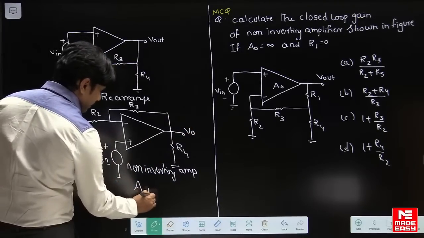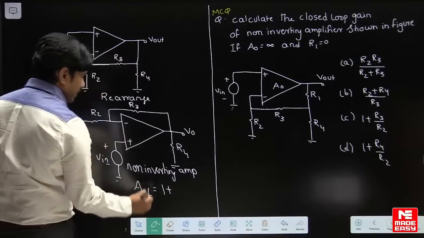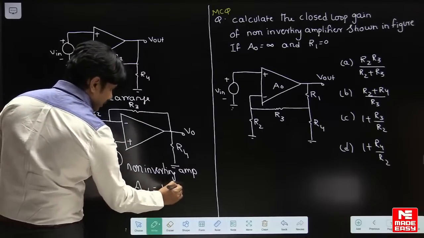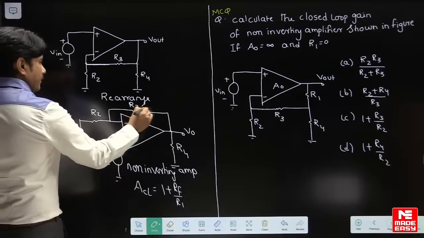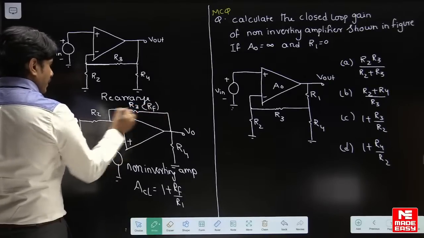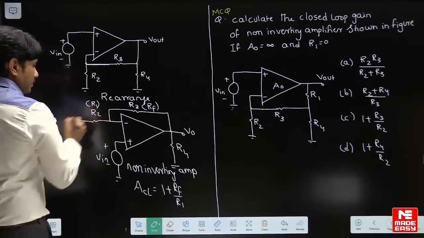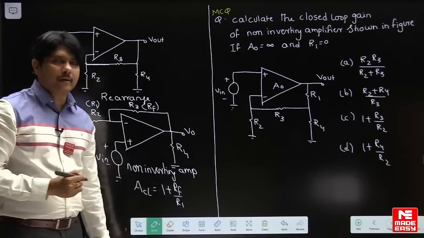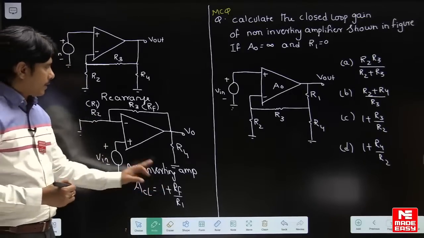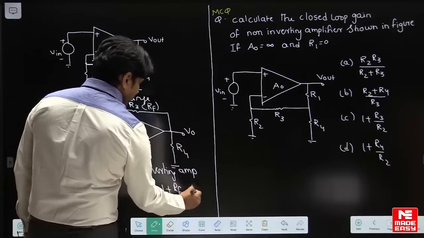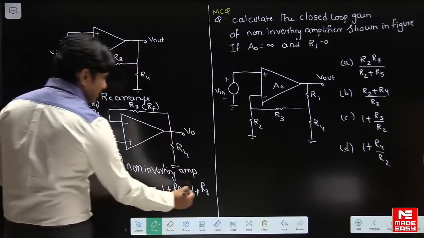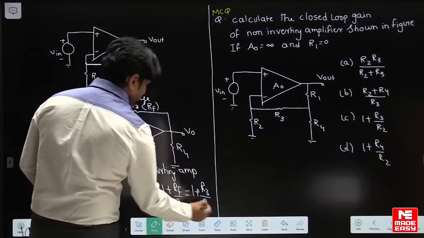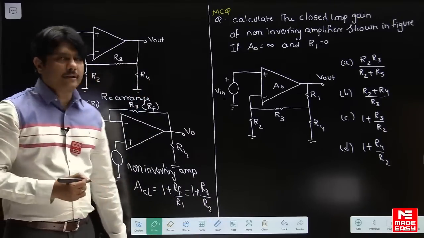That is ACL, which is 1 plus, generally the formula is RF by R1. That means if you consider this as RF and this is R1, the answer is 1 plus RF by R1, the non-inverting gain. Here RF is R3, the feedback resistance, and the series resistance R1 is replaced by R2. So like this you can finish this problem.